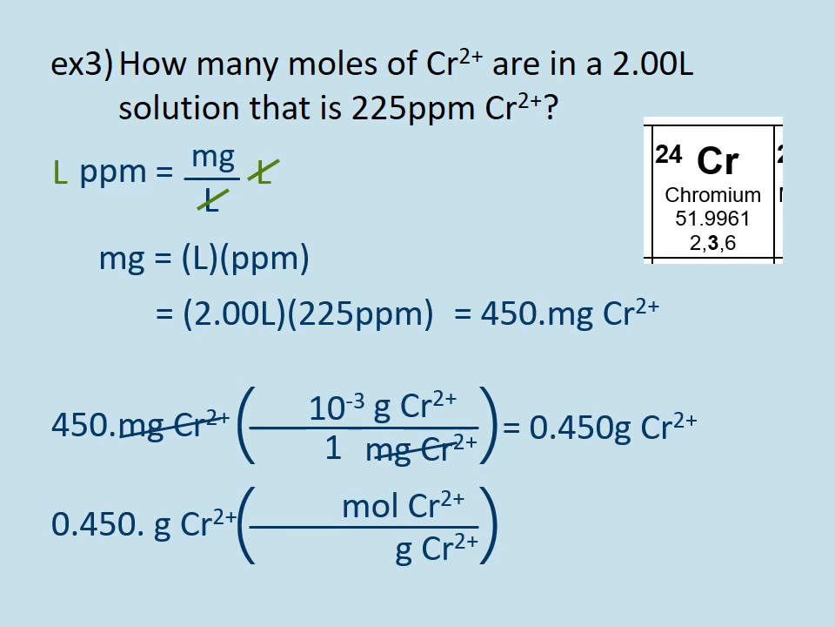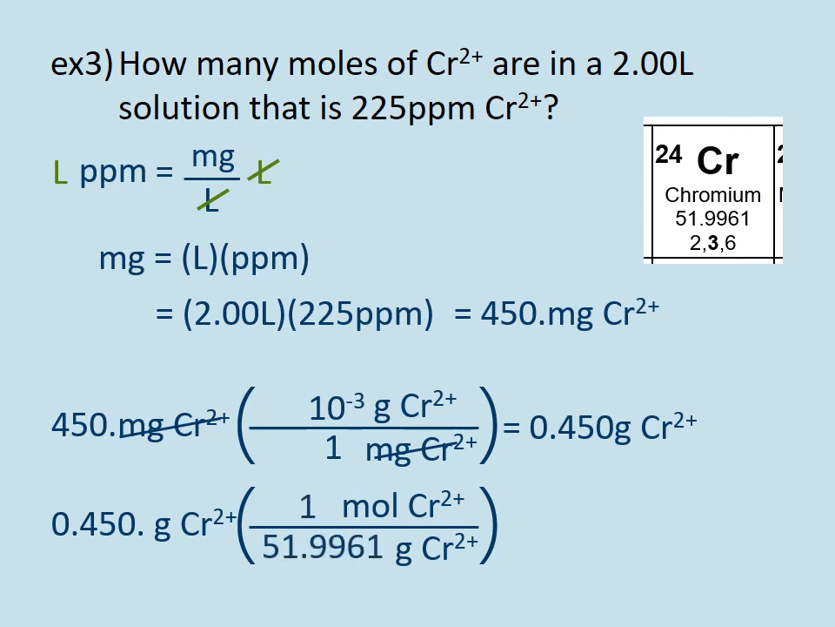While chromium has 24 protons, and it has, on average, 28 neutrons, and it has lost 2 electrons that weigh 1/2000th of any one of those protons or neutrons. So the amount lost, because it has a positive charge, is negligible. So we're going to use the mass directly found on the periodic table.